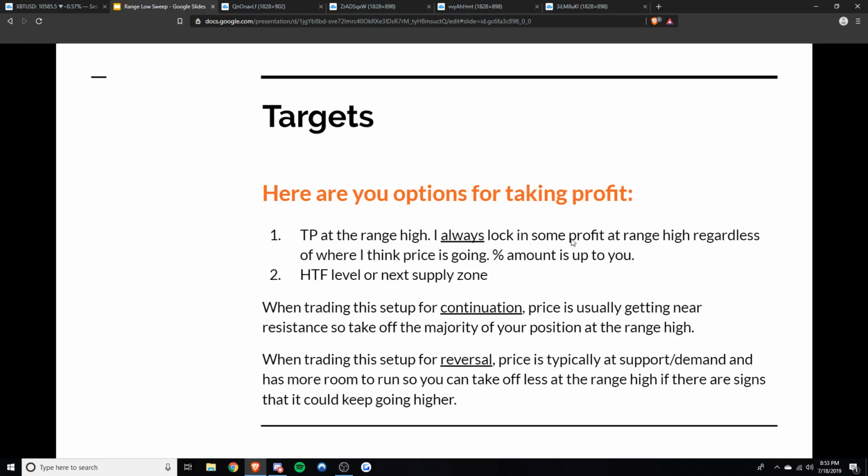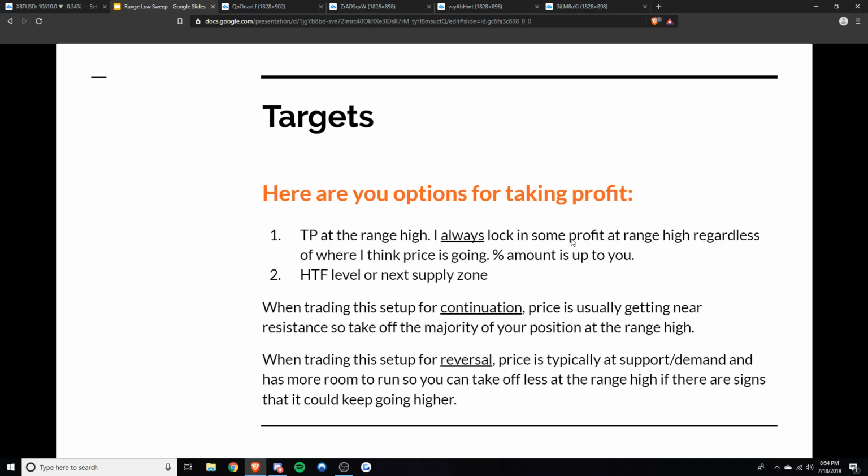Here are a few options for taking profit. So take profit at the range high. I always want to lock in some profit at the range high, regardless of where I think price is going. Percentage amount is up to you, whether that be 50%, 80%, whatever. You always want to lock in some profit at the range high, just because you don't know what's going to go on after.